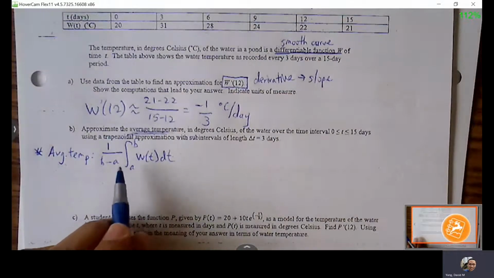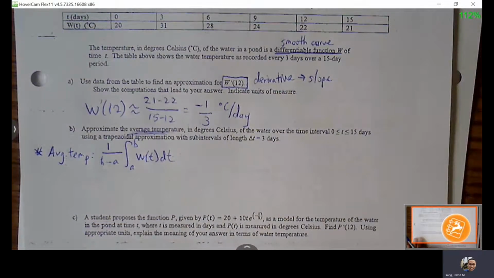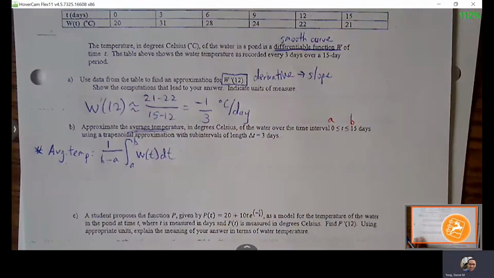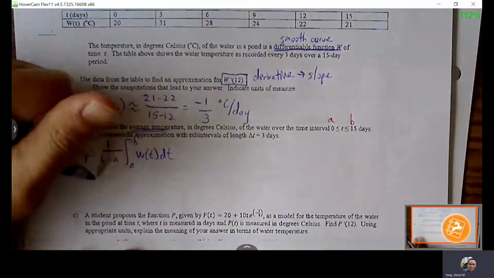What are our A and B values? Replace every A and B with 0 and 15.